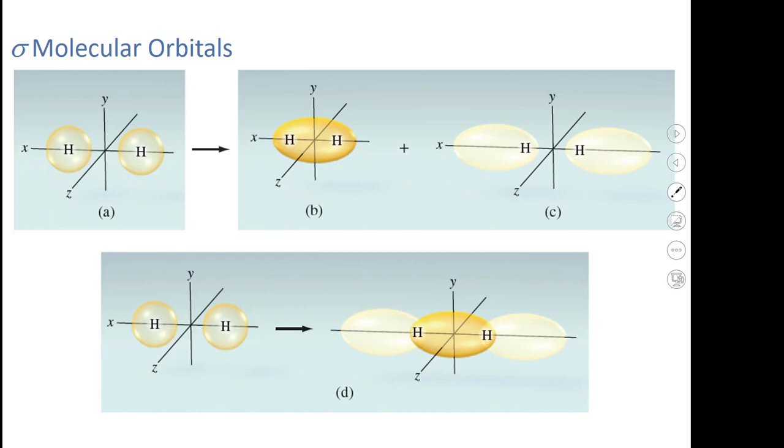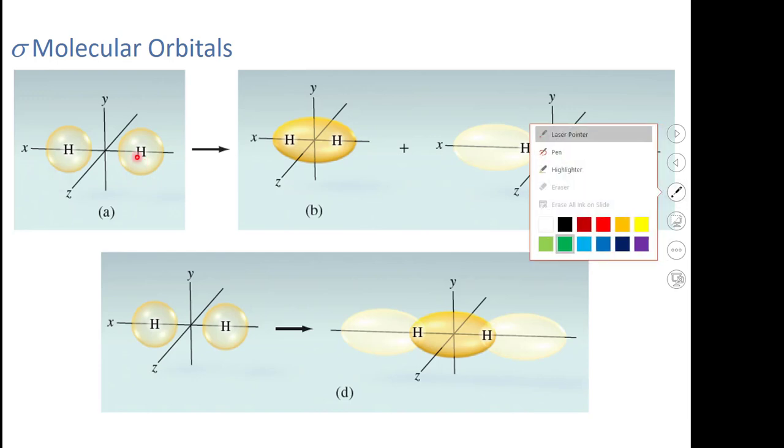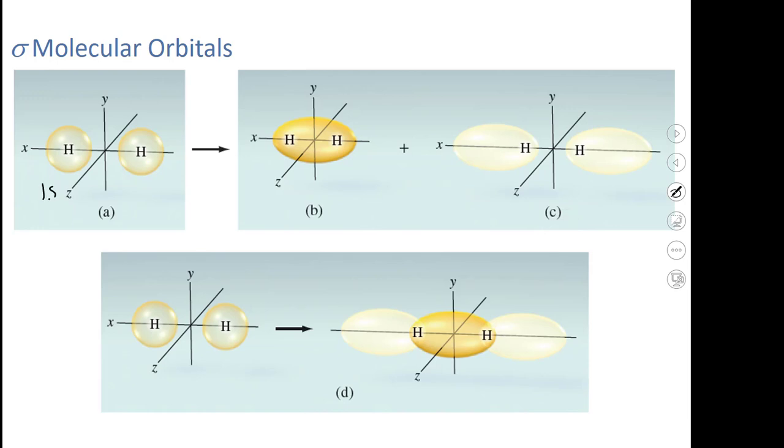So according to this, each of them has a 1s orbital. Now, in hybrid theory, the number of orbitals that goes into the hybridizing box is equal to the number of orbitals that comes out of the hybridizing box. The same is going to be true for molecular orbitals. The number of atomic orbitals that goes in is going to be equal to the number of molecular orbitals that comes out. So I put in two atomic orbitals, a 1s from each of these hydrogens, and I'm going to get out two molecular orbitals. Each of these is a 1s, those are the atomic orbitals, and here are going to be our molecular orbitals.